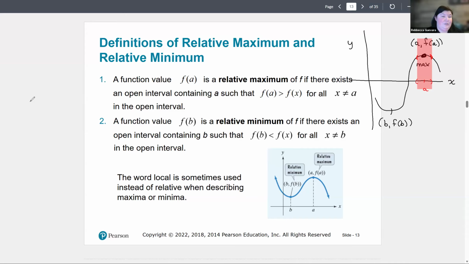Once again, there's a little interval around this that contains b. So b is here, but there's a little interval. So a function value f of b is a relative minimum if there exists an open interval containing b, which we have here, an interval of x values containing b, such that the function value at b is less than all my other function values on that interval.